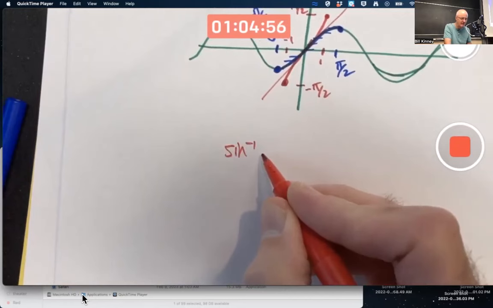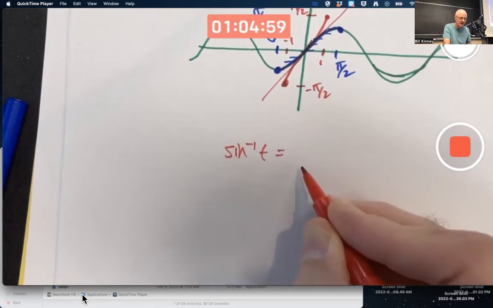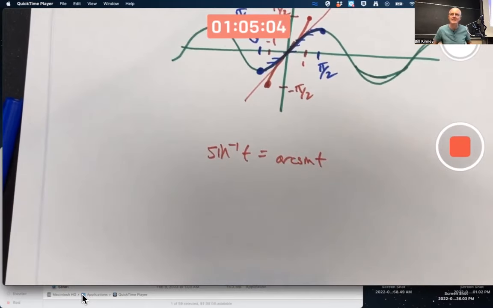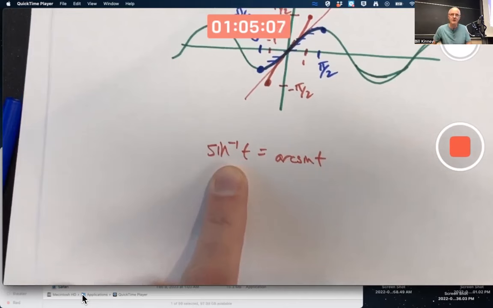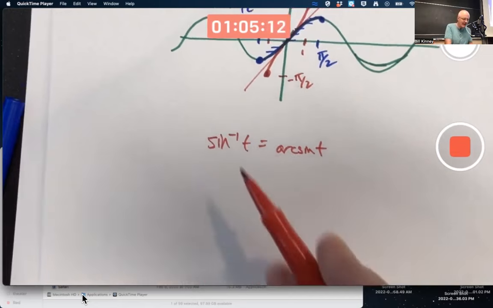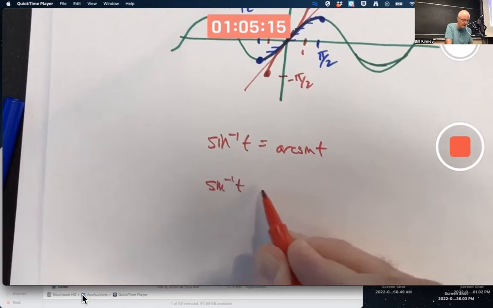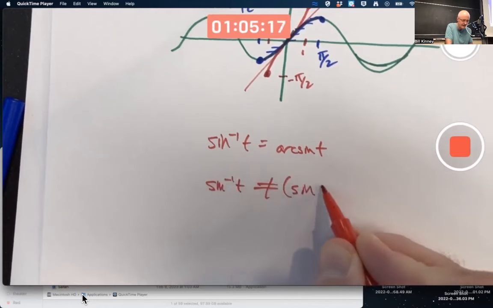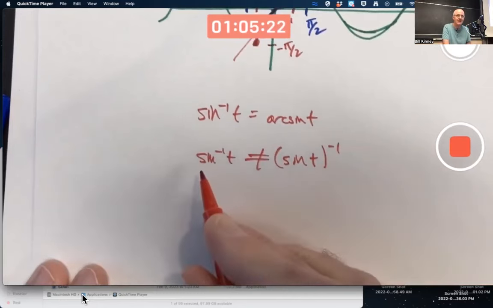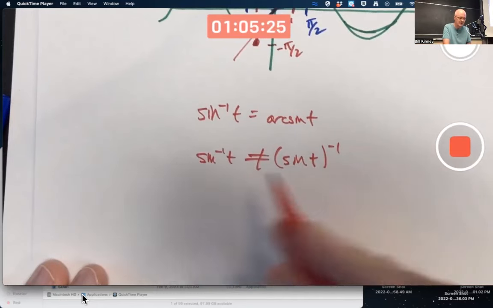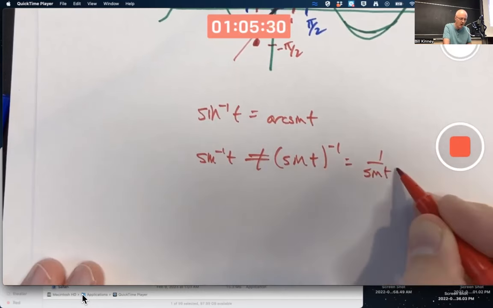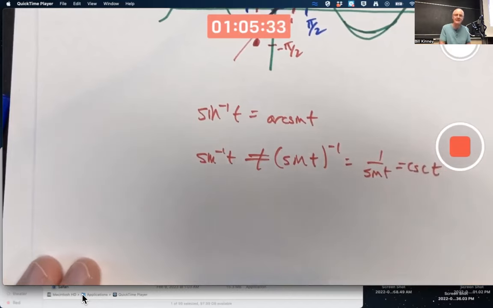Inverse sine of something, t, is also called arc sine of that same thing. It's different notation for the same idea. This is more like inverse function notation. This is more just something different. This does not equal this. These are different. It's not a negative 1 power. It's inverse function notation. If you meant this, you would write this, or this, cosecant t, if you meant that.